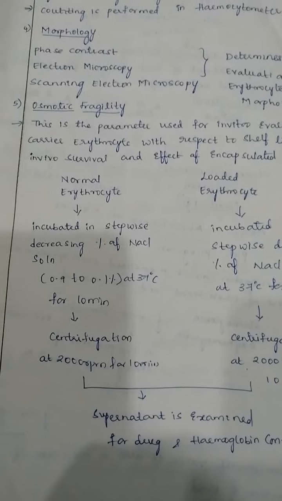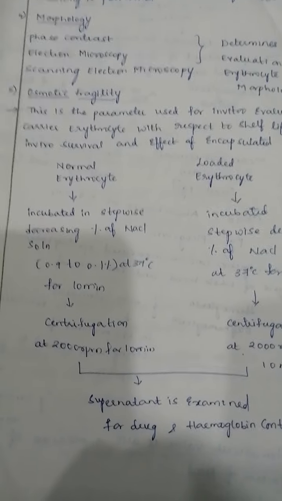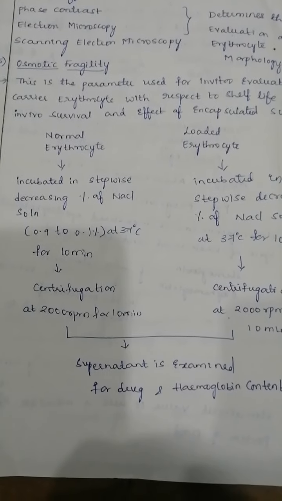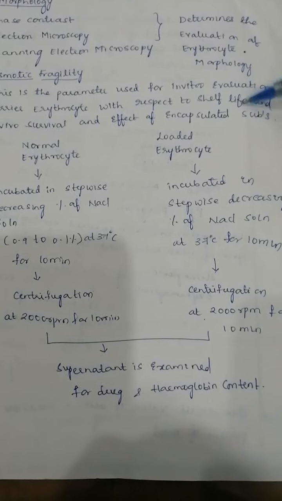So how they are disturbing, that is, whether any cell structure is modified or any chemical reactions are taking place with that osmotic fluid. So we are going to see that. So this is the parameter used for in vitro evaluation of carrier erythrocytes with respect to the shelf life.